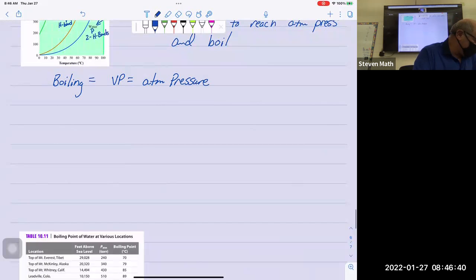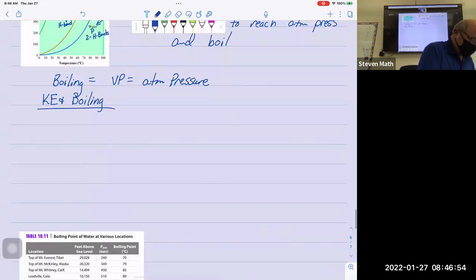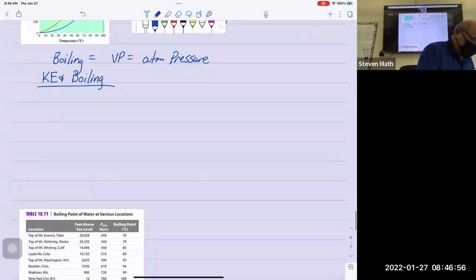So if we do a little brief thingy, let's look at kinetic energy and boiling. Two graphs.